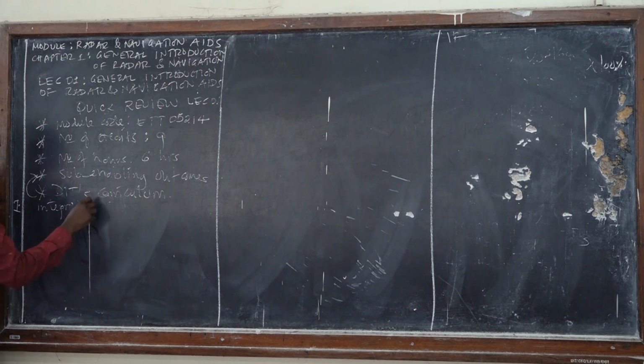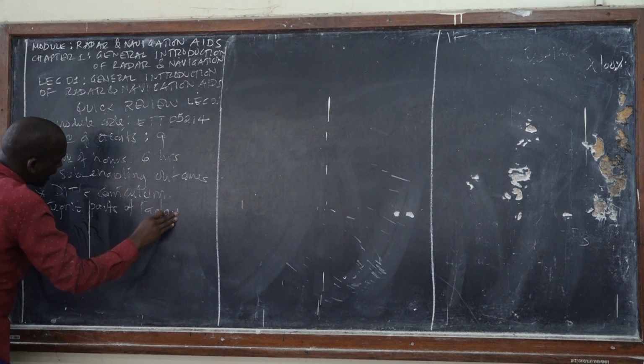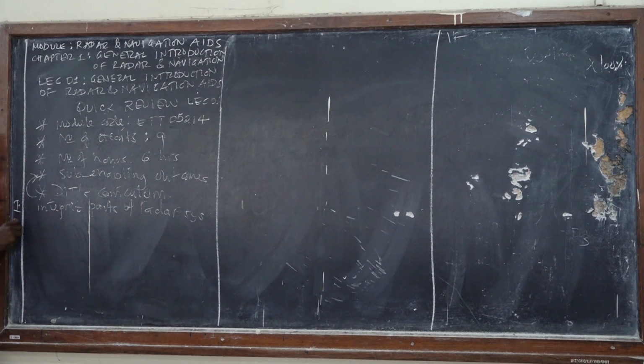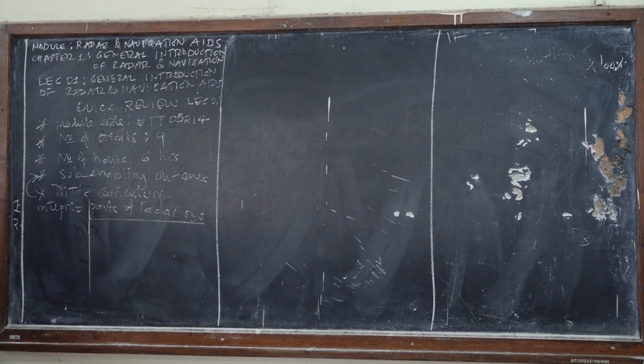To interpret parts of the radar system. This is the first sub-enabling outcome: that you should be able to interpret parts of the radar system. The second sub-enabling outcome is what?